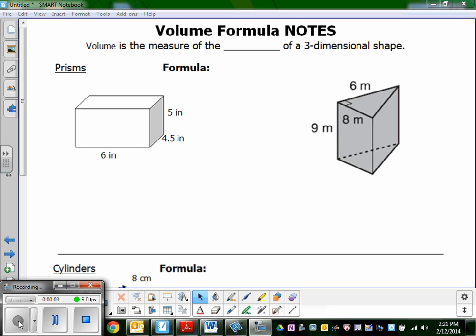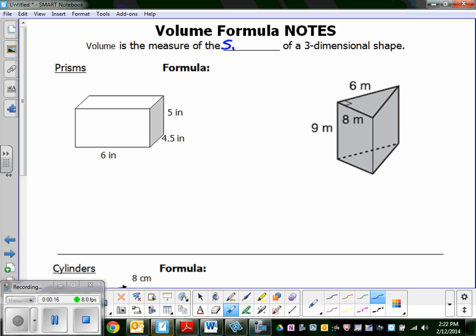Welcome. In this video, we will be going through finding the volume of solids, also known as three-dimensional figures. Volume is nothing more than the measure of the space inside of a three-dimensional shape.